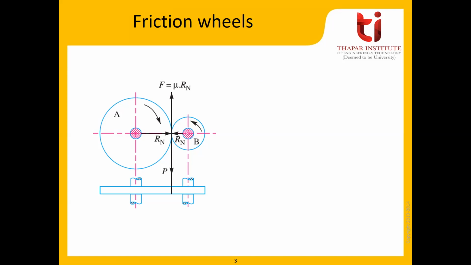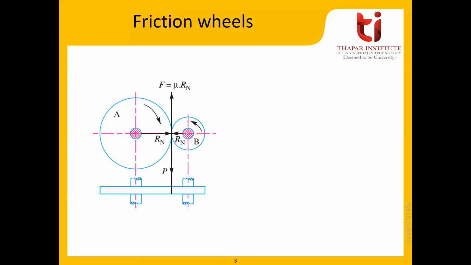But what happens in this case? If you keep on increasing the load on shaft B, there would be a point where there will be a slip between A and B. At that point, if the force because of the output torque exceeds the force mu Rn, there would be a slip. So to mitigate this phenomenon of slip, what can we do?